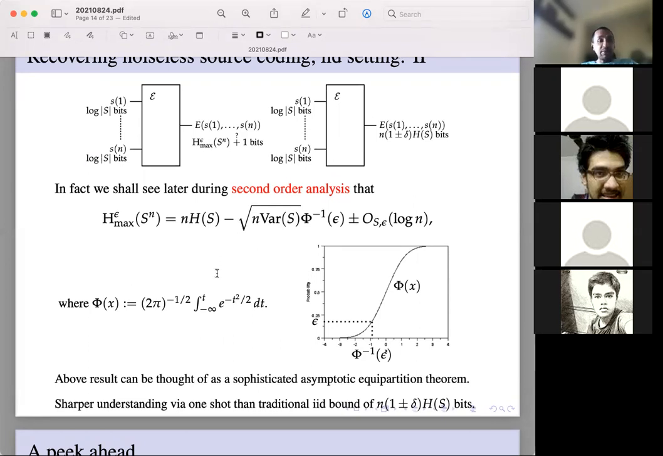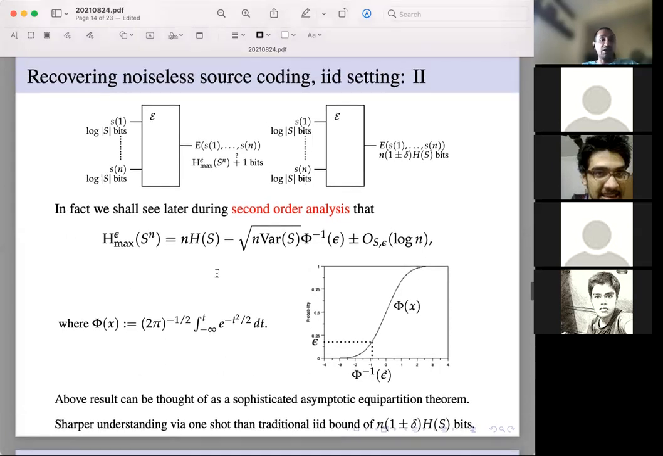Now, this result can be thought of as a sophisticated asymptotic equipartition theorem. Why is that? People who have done classical information theory earlier have studied equipartition. That's basically properties of typical sequences. The probabilities of typical sequences approach 2 to the minus n times the Shannon entropy, things like that.